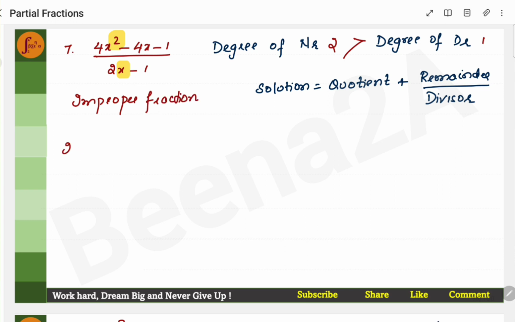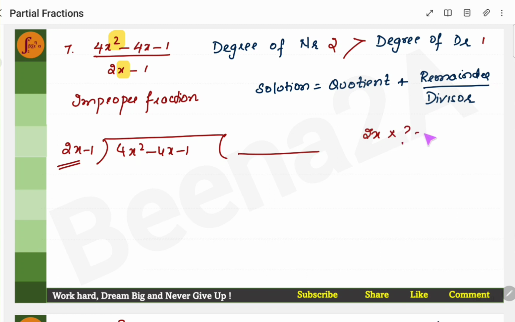So now we'll solve. We'll put the divisor, we'll put the dividend, and we'll find the quotient. What should be multiplied with 2x? 2x into something should be 4x square. So it should be 2x, because 2x into 2x is 4x square. So I should multiply with 2x. Now I'll take 2x and multiply this entire thing. 2x into 2x is 4x square. 2x into minus 1 is minus 2x.